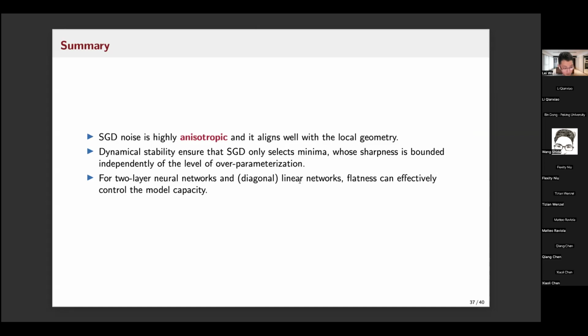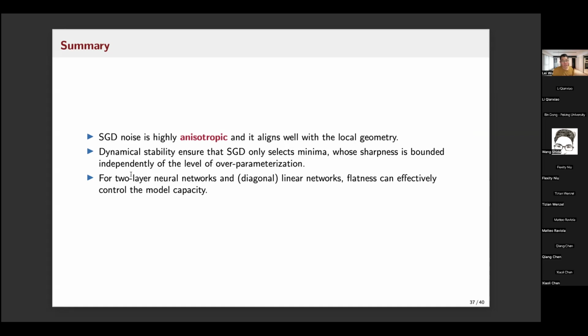In summary, we provide a stability perspective to explain implicit regularization. Basically, we are saying that SGD only selects stable minima, stable minima are flat, and flat minima generalize well. The non-trivial aspect is that we find SGD noise is highly anisotropic and aligns well with the local geometry. We believe this property can be very important in general for the analysis of SGD dynamics, beyond the property of generalization.